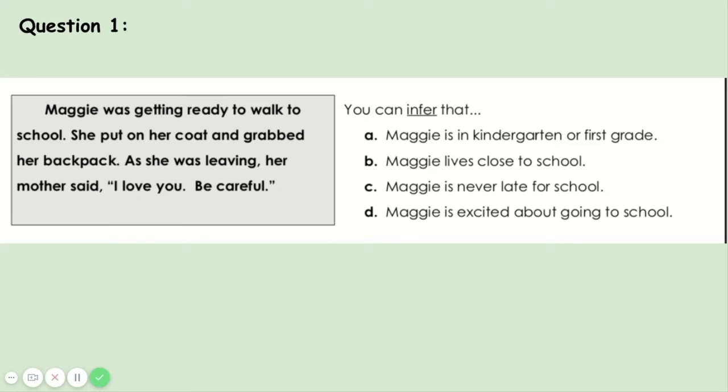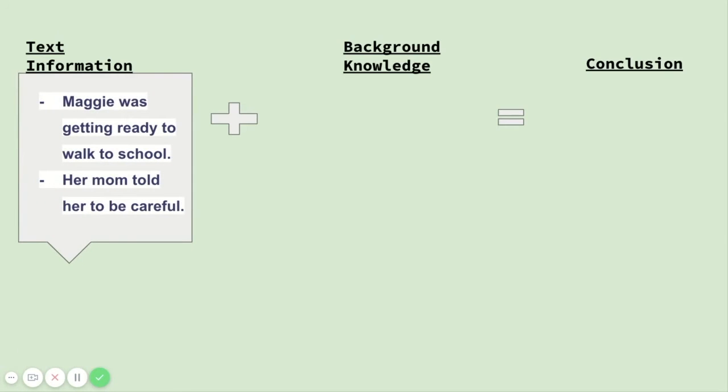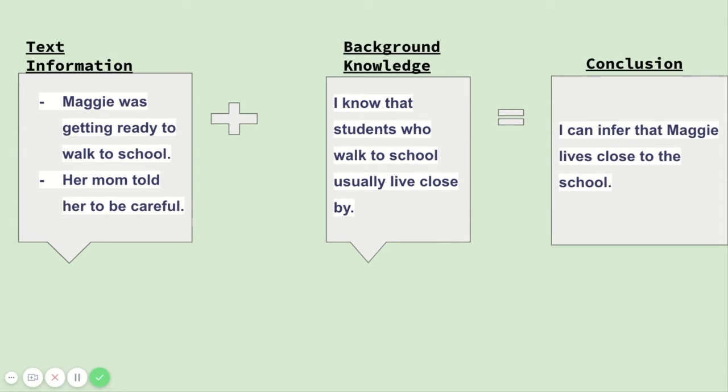When I look at my graphic organizer, I have text information, background knowledge, and then my conclusion. When I think about the clues in that text, the text told us that Maggie was getting ready to walk to school, and her mom told her to be careful. When I think about what I already know, I know that students who walk to school usually live close by. So I can infer that Maggie lives close to school.